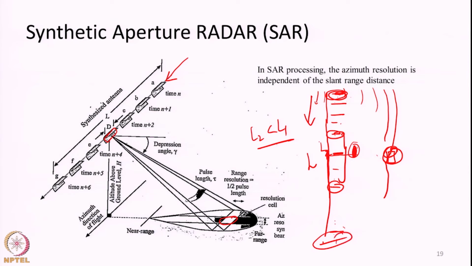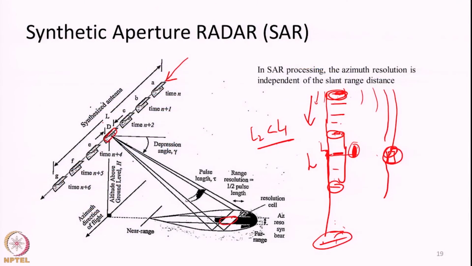So, using this Doppler frequency shift concept, each and every object in the range direction can be imaged from multiple locations, and everything is processed together to synthesize a very long antenna length. So, this is the concept of synthetic aperture radar.